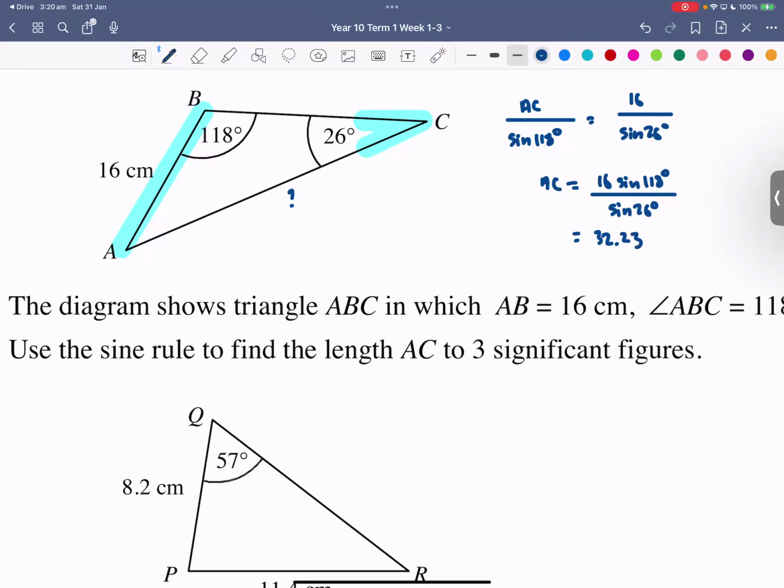32.223 then. I know it says 3 significant figures. Don't worry about that. In fact, 3 significant figures is actually 32.2. I'll teach you sig figs later. But for now, 32.23 is what I want you to tell me. I'll explain to you what significant figures are. That's something we use in chemistry and physics. Chem and physics use sig figs.